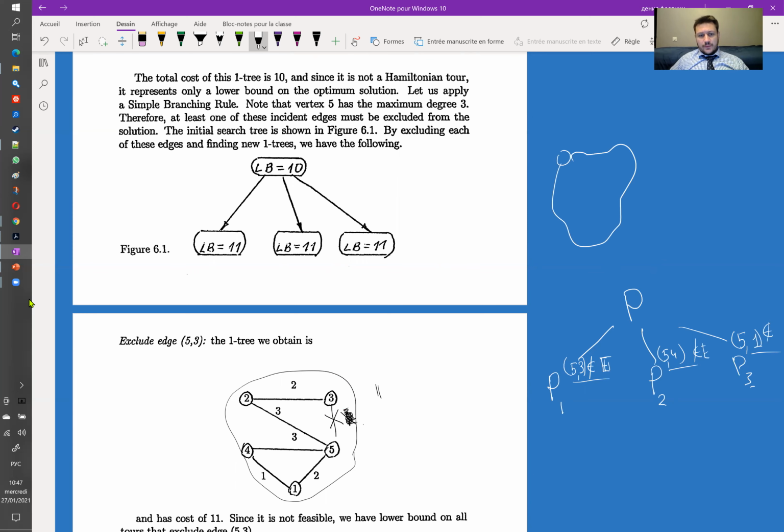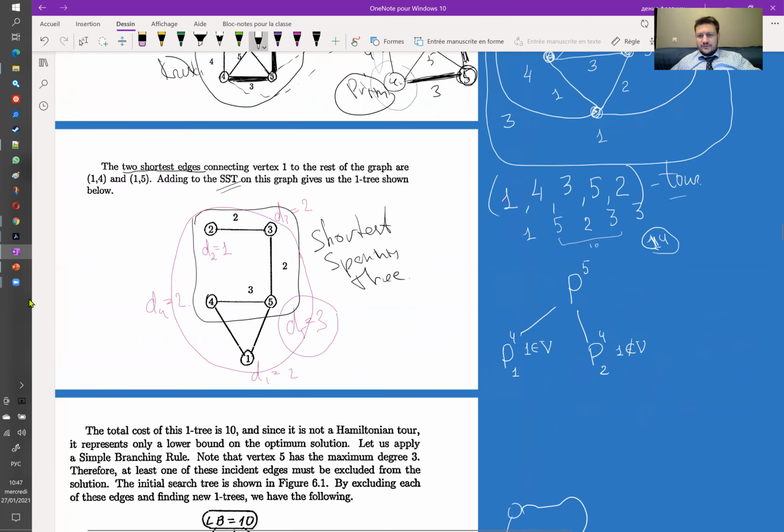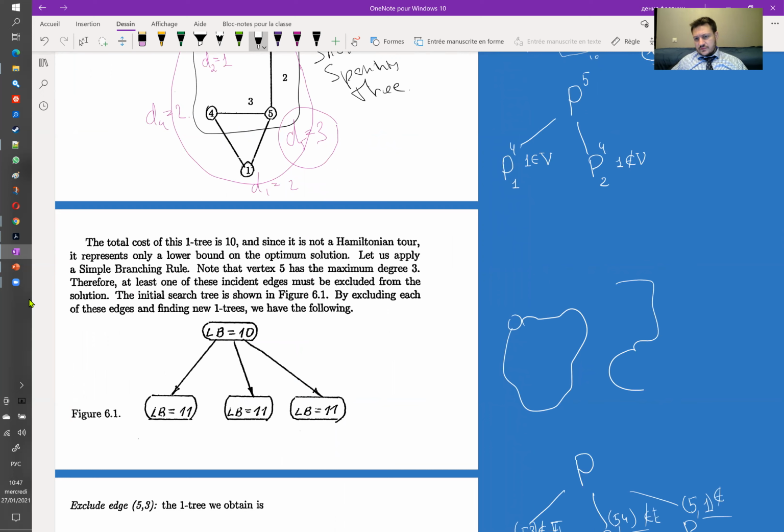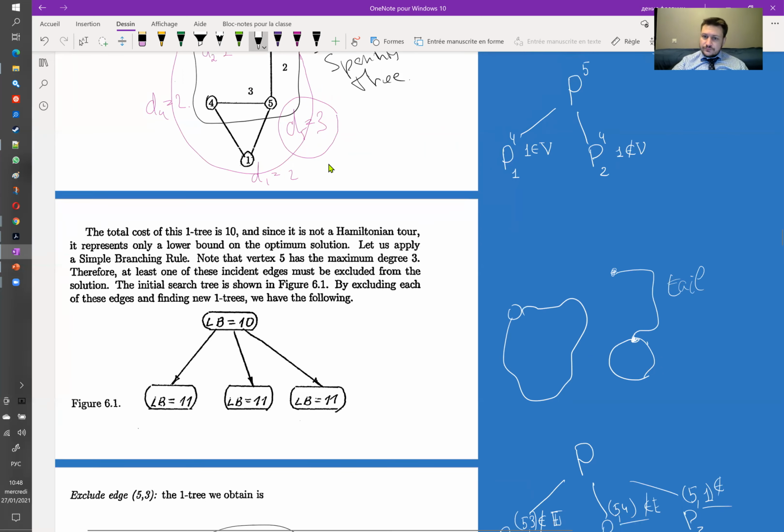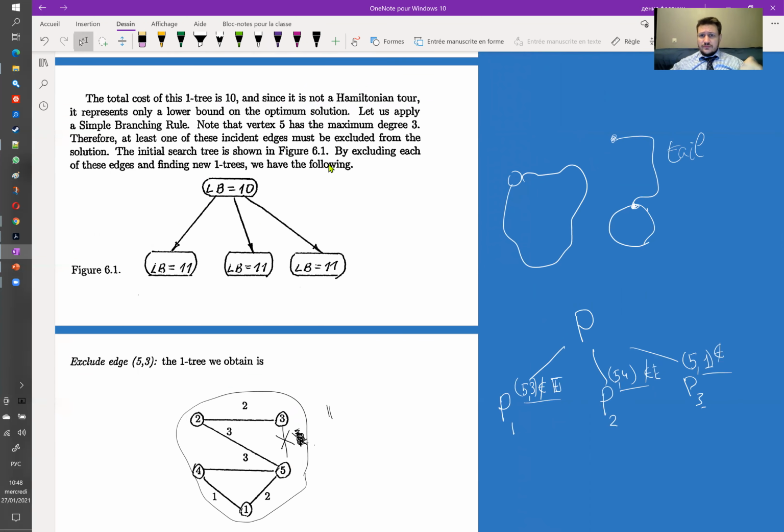But right now we don't have it. We have this one, so we have a cycle here, but we have a tail. We don't need a tail, we need a complete cycle. So we would like to exclude some edges from this point. It's 0.5, because there are 3 edges there.